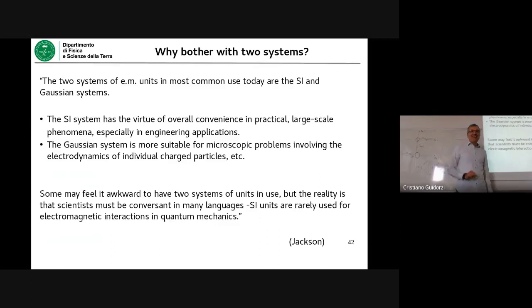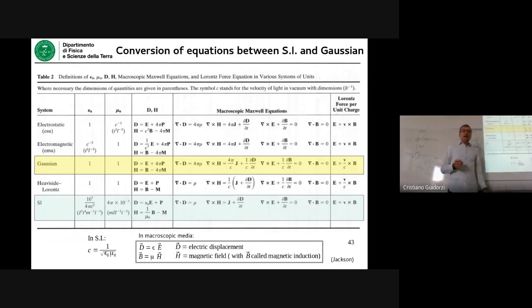So you might feel awkward having to deal with two systems, but scientists should be conversant with both, in the very same manner that we are supposed to speak English fluently, just because the language of science nowadays is English. There's no other reason. And here I just grabbed this table from Jackson, which is a kind of Bible of electromagnetism. I don't know if you know that.